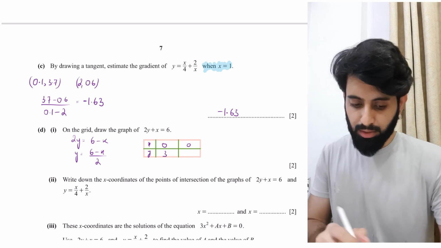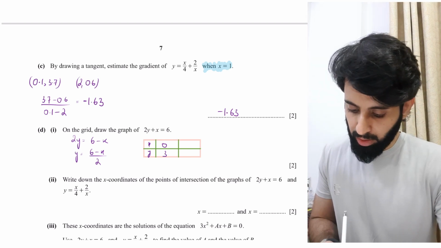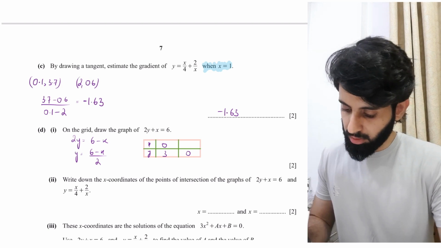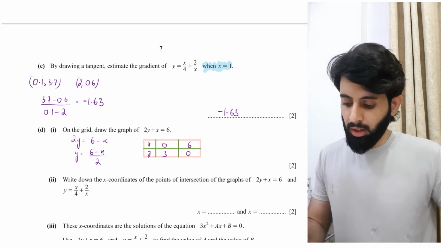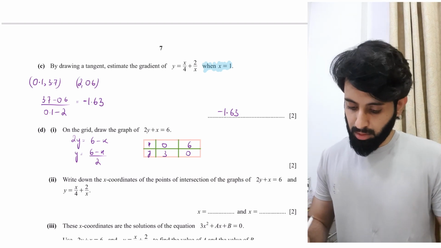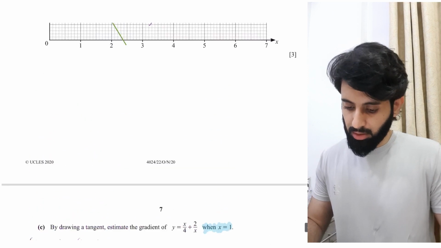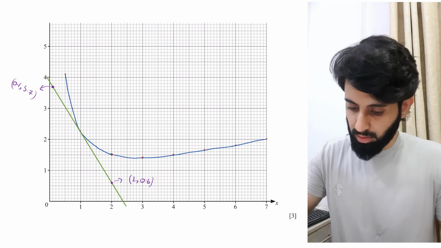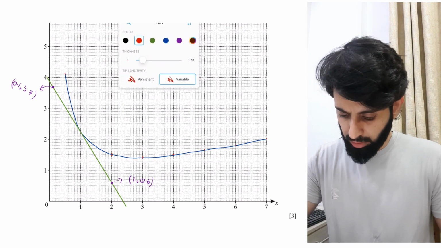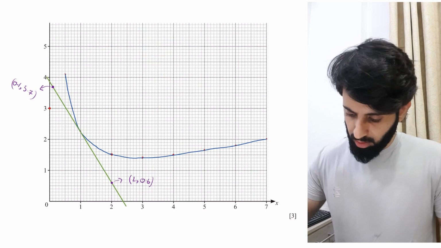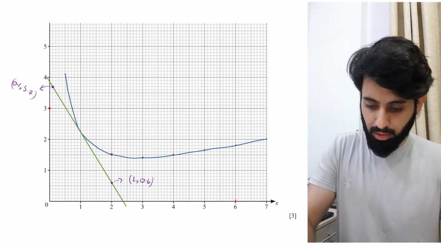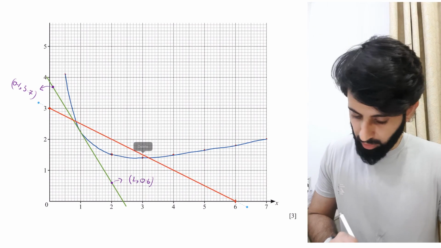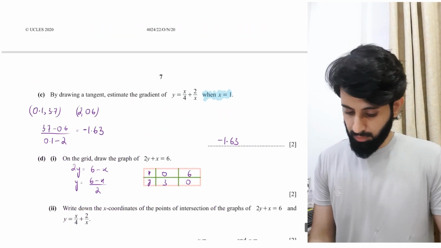If I make y 0, what happens then? x turns out to be 6. You can do this in the equation, replace y with 0, and see what the corresponding x value is. So we have (0, 3) and (6, 0). Let me do this with a different color that I haven't used so far. I haven't used red. (0, 3) and (6, 0). Okay, so I'm going to join these 2 points with the help of a straight line. There you go. 2 marks.